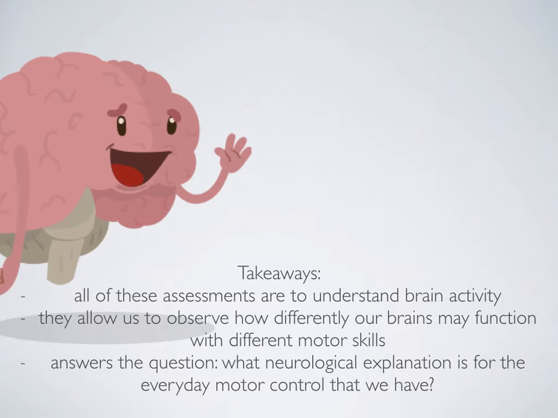So, all the takeaways that I got from this was to understand all the assessments of brain activity and how they allow us to observe how differently our brains may function with different motor skills. And it answers the question, what neurological explanation is there for everyday motor control that we have?